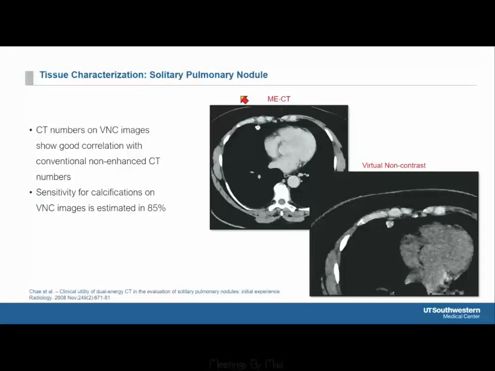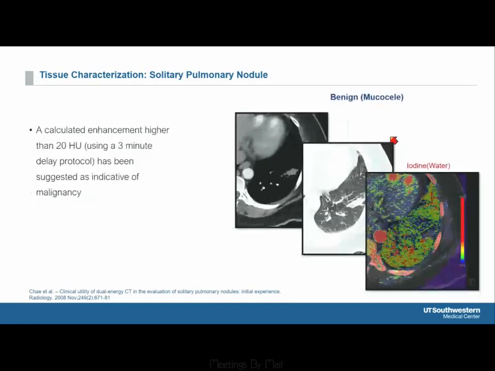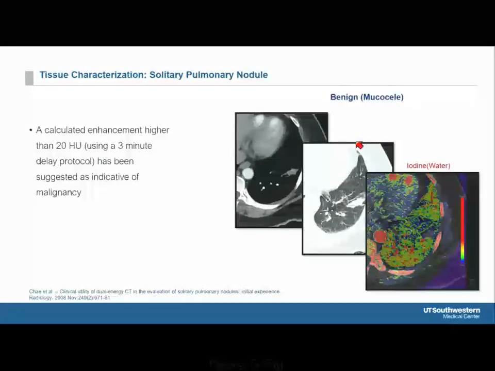In solitary pulmonary nodules, we can definitely use virtual non-contrast to assess for the presence of calcifications. Sensitivity on VNC images is estimated in about 85%. And in this case, we can tell the presence of popcorn calcifications, which is a benign type, in this patient with a hamartoma.